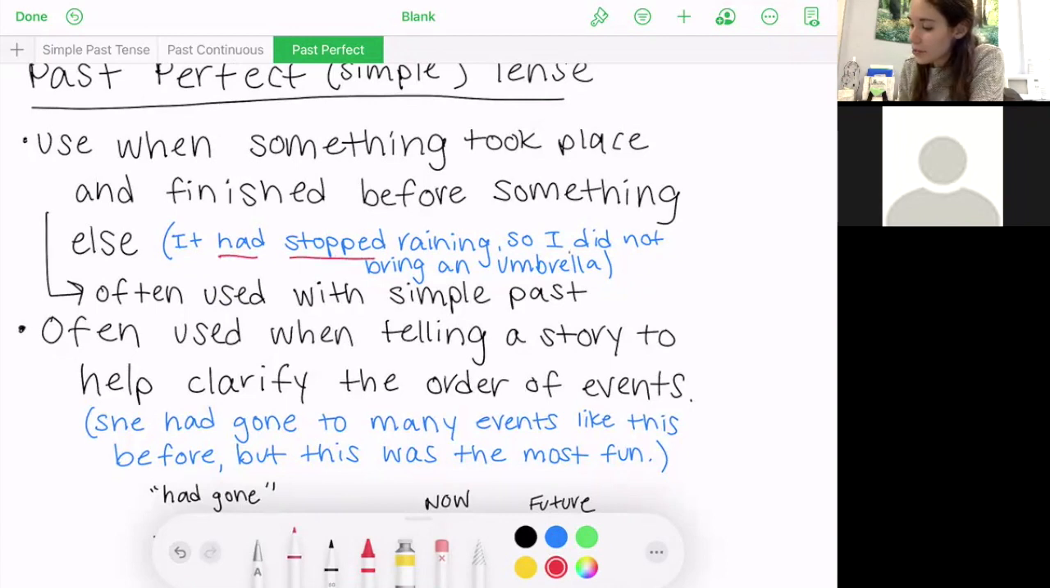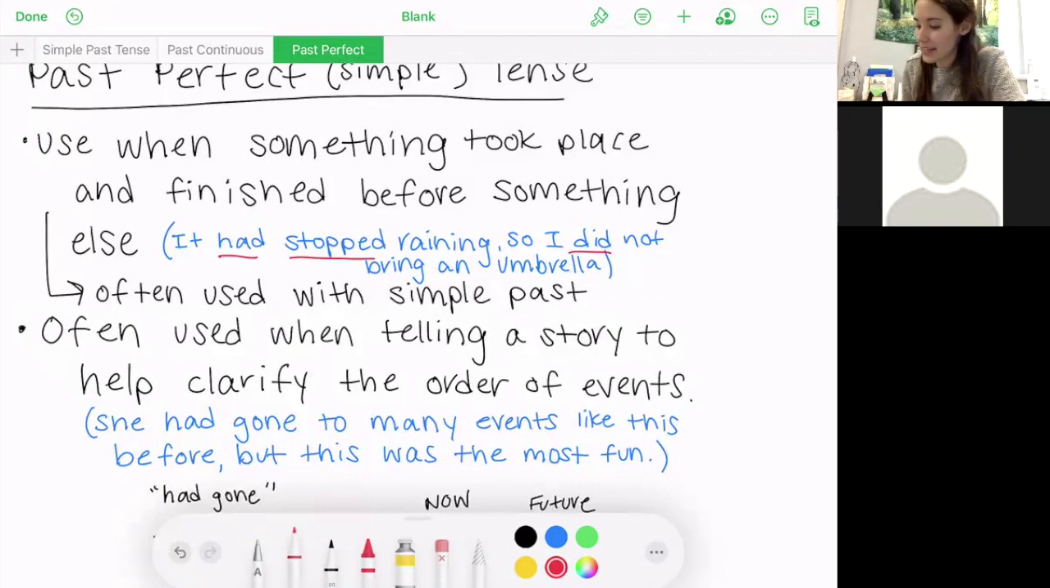But we also used the simple past. And so we have two past tenses. It had stopped raining. That was something that was happening and ended before something else. So you can start to see how it works with order of events and telling a story.